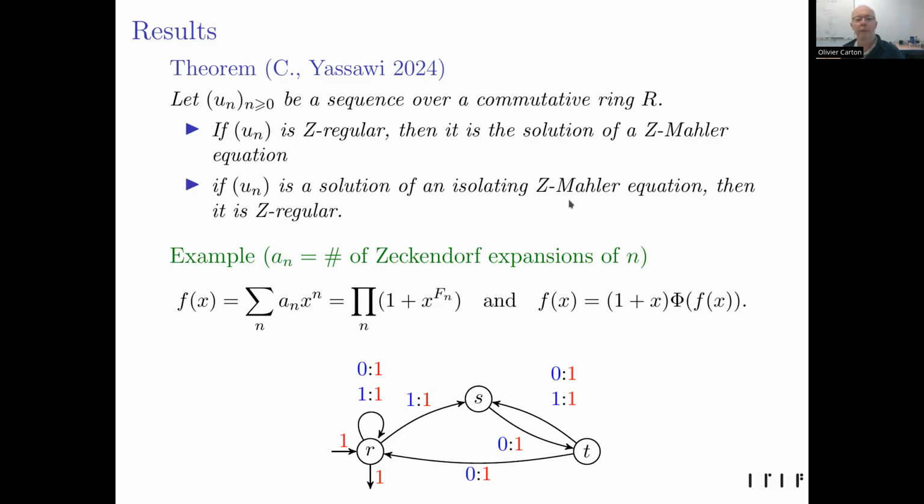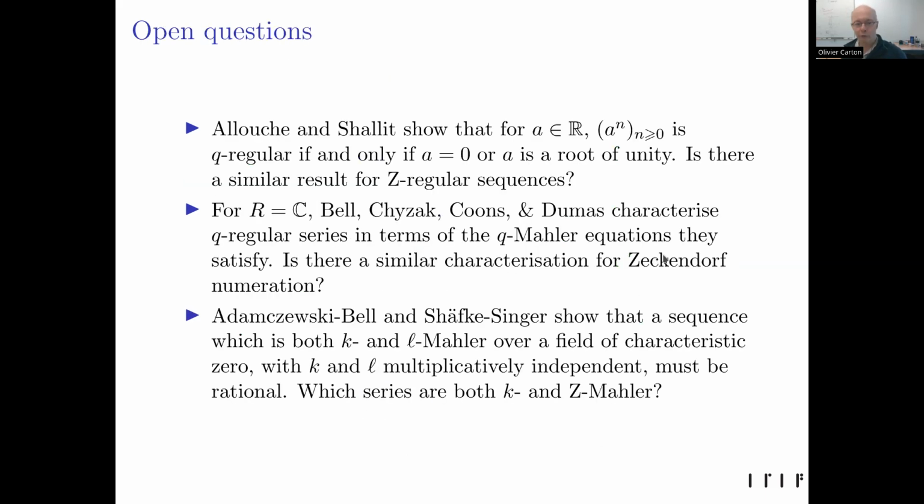Actually, we have a different way of proving that the solution is not regular. We look only at the growth rate of the coefficients, because it can be seen that if the sequence is Z-regular, the values of the sequence cannot grow too fast. And we have an example where it grows too fast, and it is the solution of a Z-Mahler equation. So, of course, we would like to have a complete characterization of series which are solutions of Z-Mahler equations when the field is C or even more.